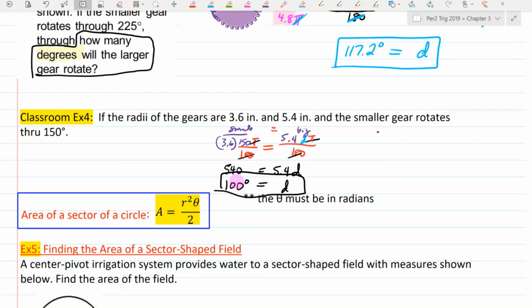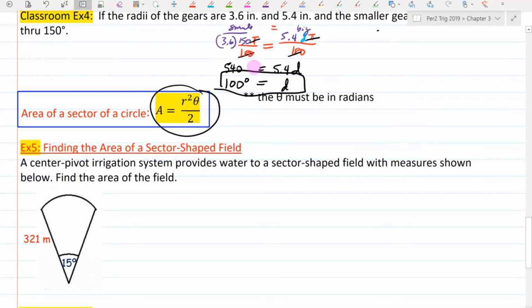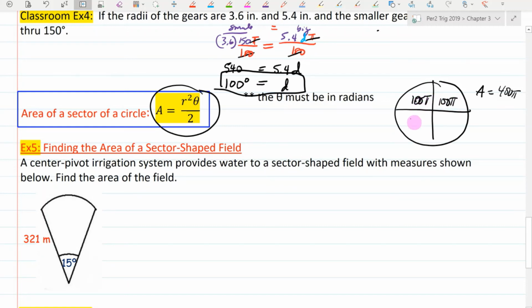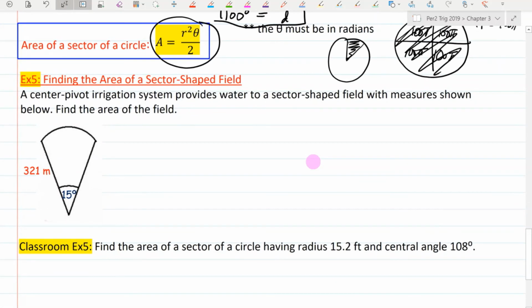So let's do a few more examples here. So now we're going to be doing area of a sector. So let's say that the area of this circle is 400 pi. Then that would mean that each part of these is like 100 pi. So we're talking about area. So area of a sector will be area of just like one piece of a circle, okay? And again, theta must be in radians, and we're going to use this formula here. So area equals r squared theta over 2.